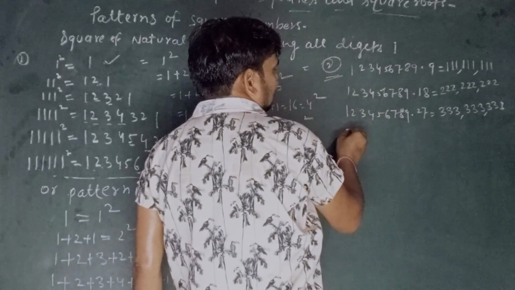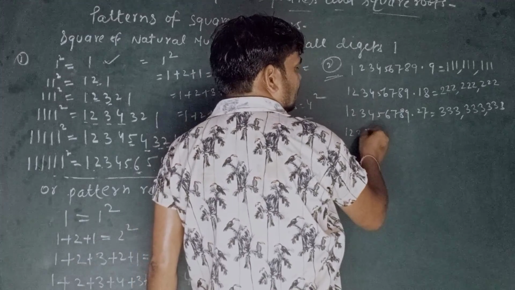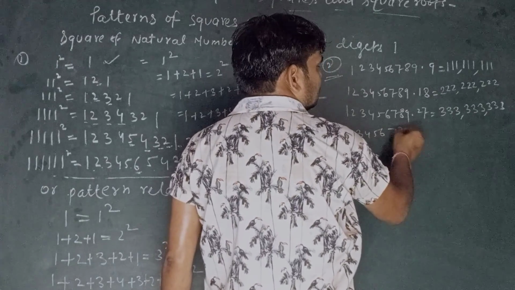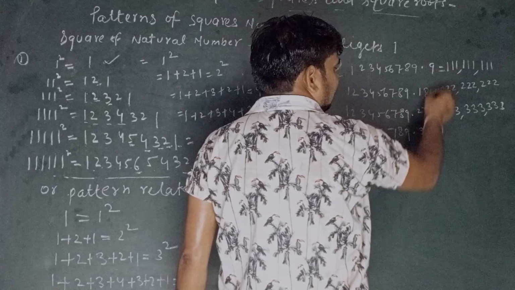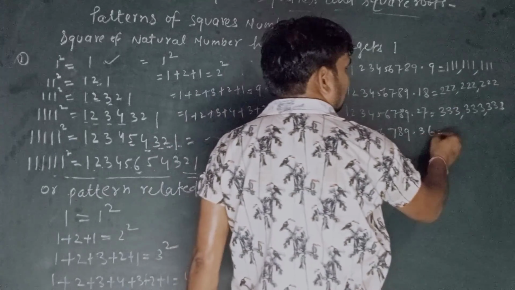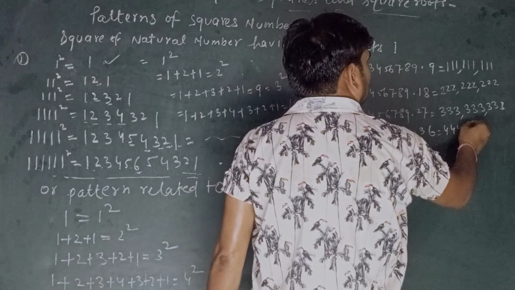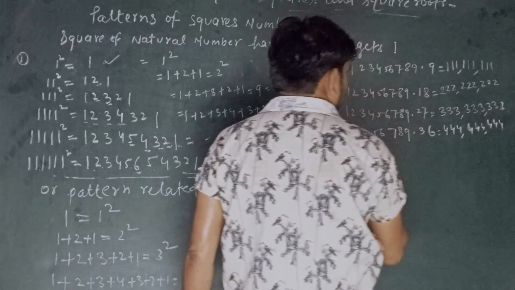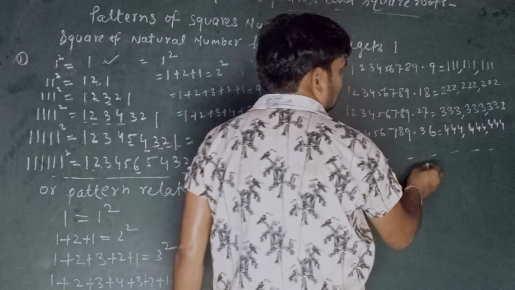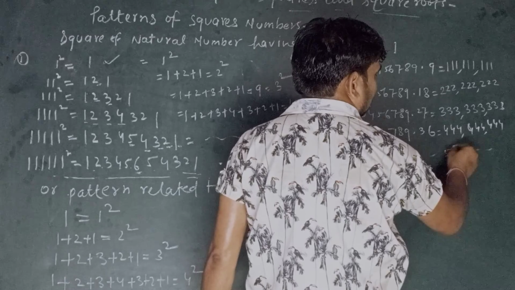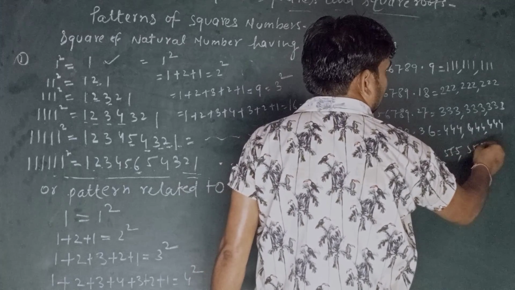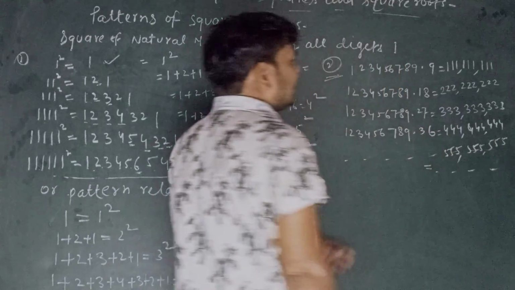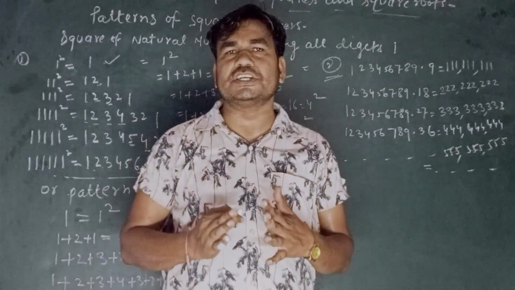So students, you see this pattern continues in the same manner. We move forward, 9 times 4 is 36, it means we get 4 4 4 4 4 4 4 4 4. In the same way you move forward, and we get 5 5 5 5 5 5 5 5 5. This is the interesting pattern we got here, students.